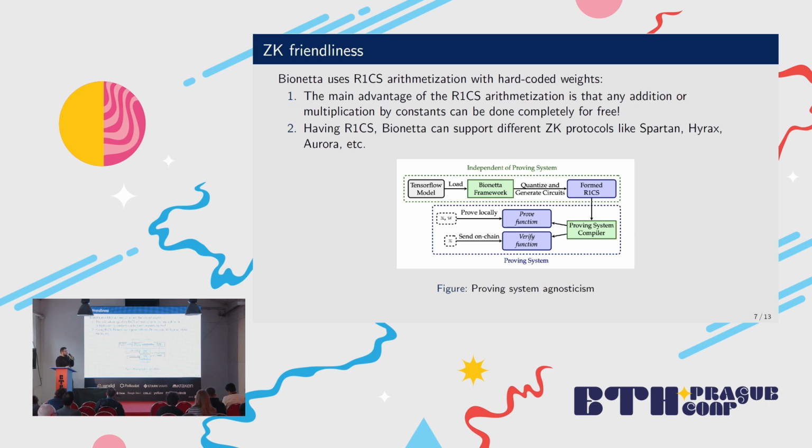And having R1CS arithmetization, Bayonetta supports different zk protocols, for example Spartan, UltraGroth, Hyrax, etc. So you can provide some TensorFlow or, in the future, PyTorch model, convert that with Bayonetta to R1CS, and then prove that on your local device.